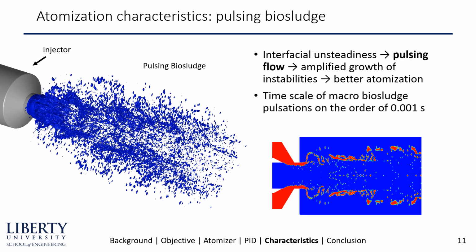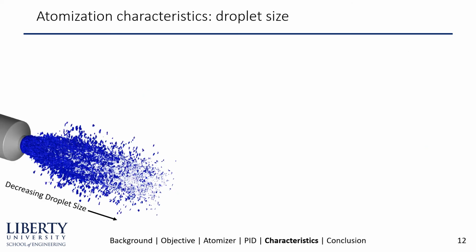We can look at a still shot with this side view here, and right there is this radial burst event happening where the biosludge is swinging or pushing radially outward and breaking up. We can also look at droplet size. So if we look at our biosludge being atomized there again, it's clear that the droplet size is decreasing as you move axially away from the injector.